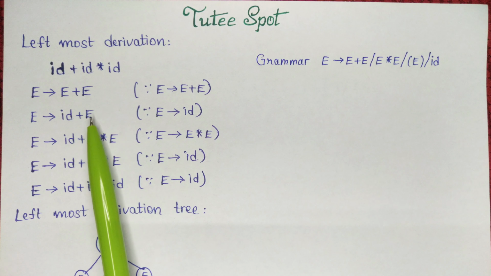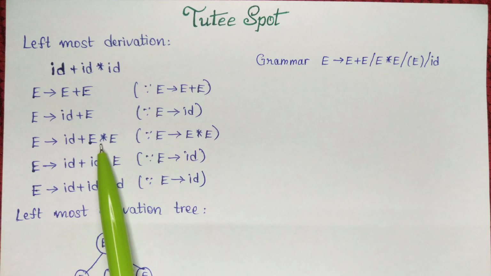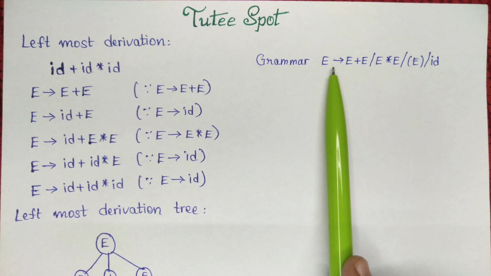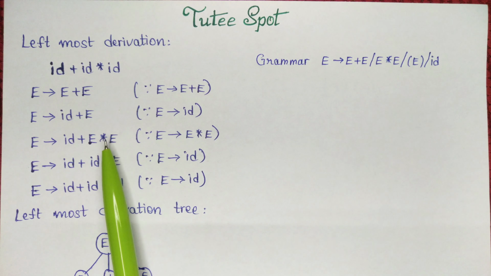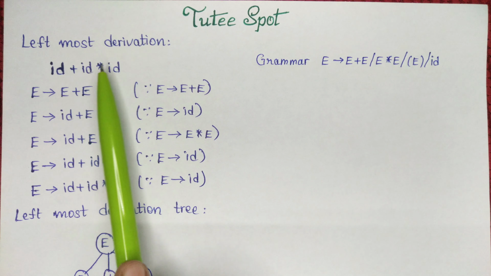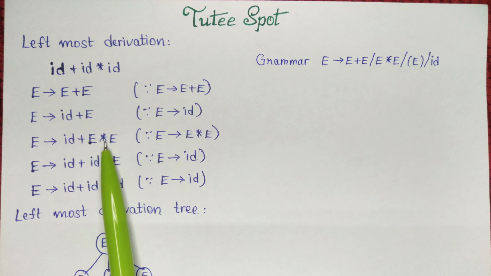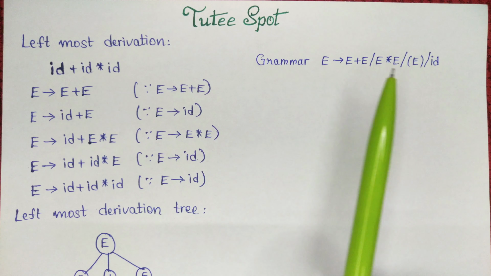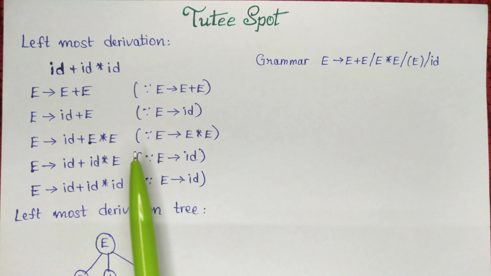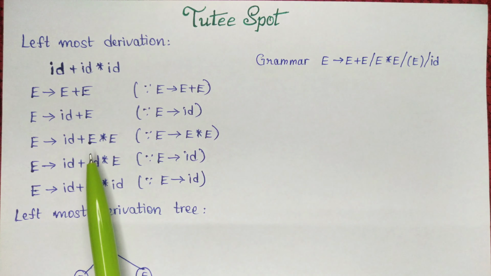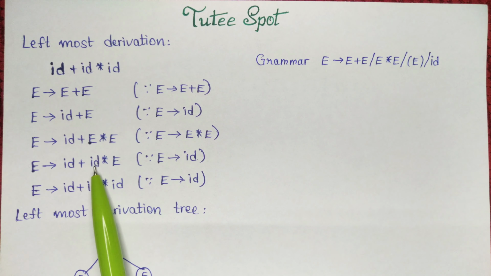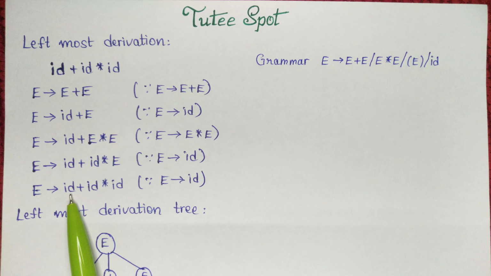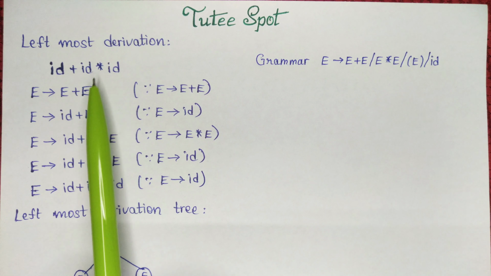In the next step E is replaced with E into E because we need ID into ID here and we have the production E produces E into E. The operators we need here are plus and into. The required operators are derived here. So next replace these E's with ID because we have the production E produces ID. Coming from left to right, first replace this E with ID and in the next step replace this E with ID. So the required string ID plus ID into ID is produced.